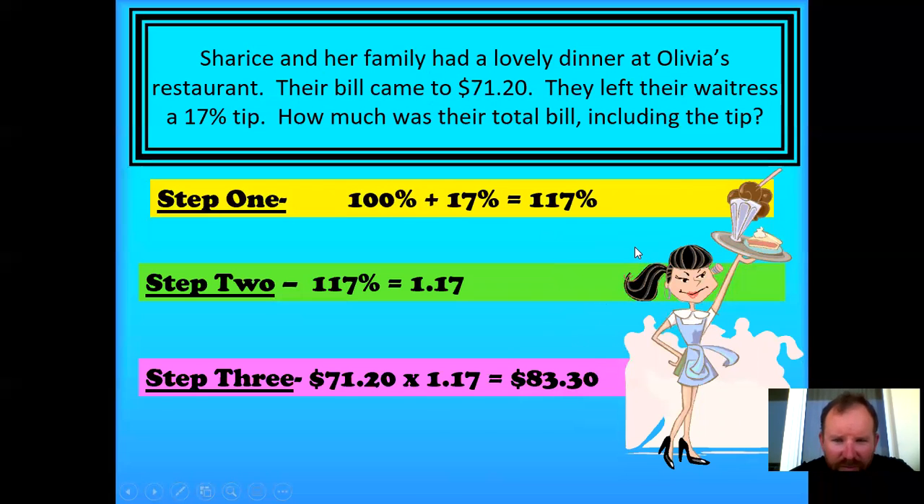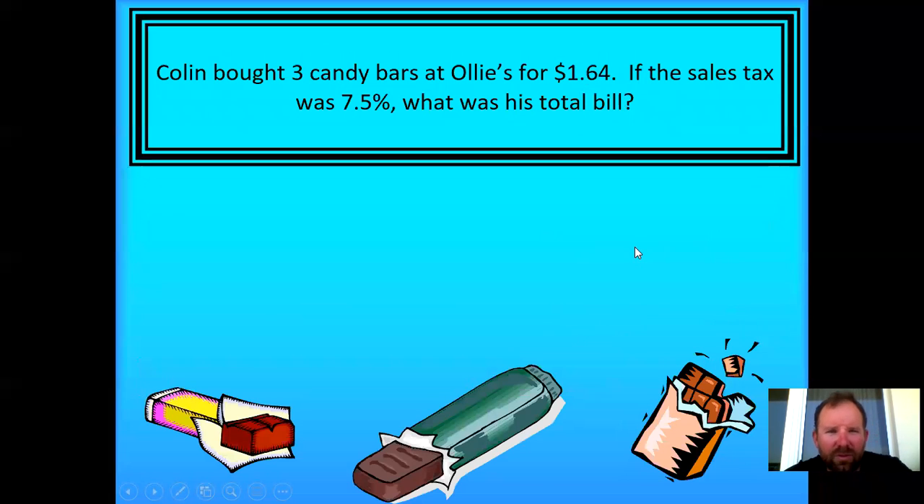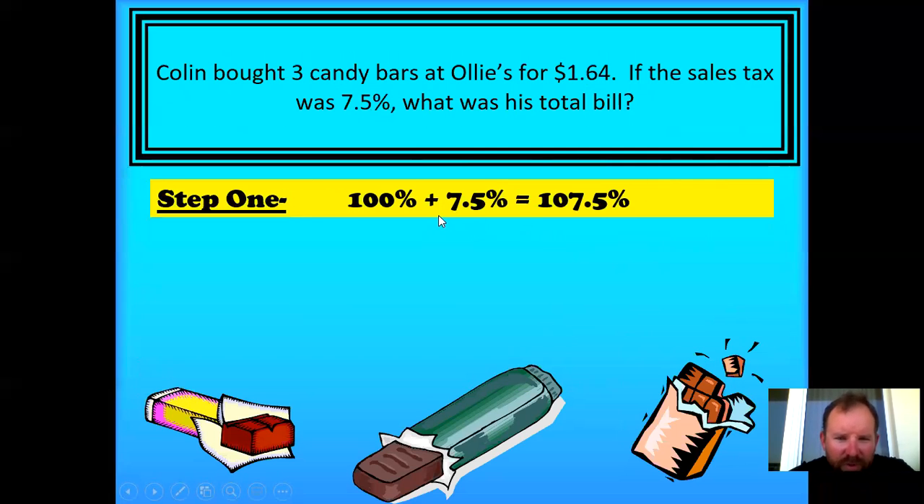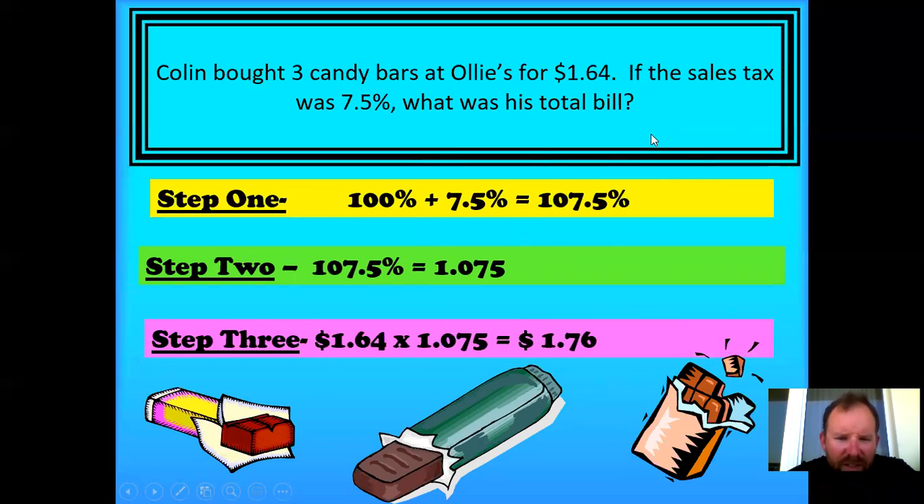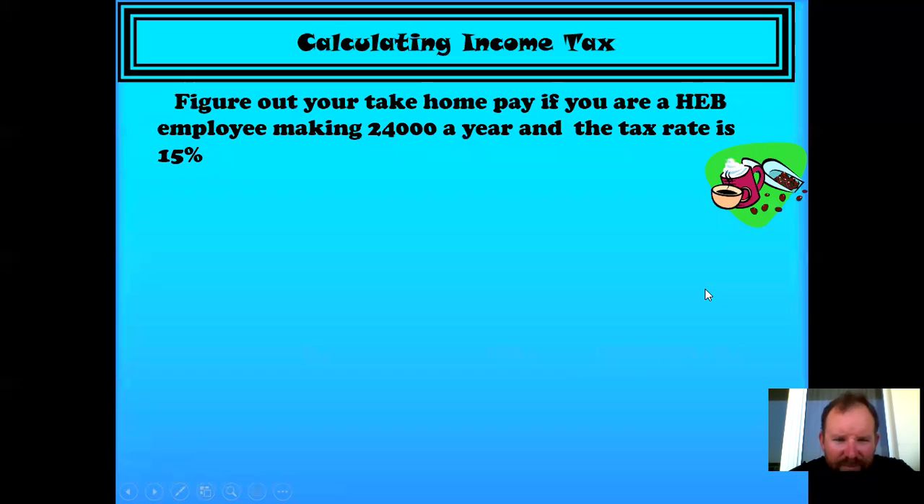All right, so we bought 3 candy bars for $1.64. The sales tax is 7.5%. What is the total bill? 100% plus 7.5% is 107.5%. Change that to a decimal, move it 2 places to the left, and multiply $1.64 times 1.075 and get $1.76 out the door with taxes.